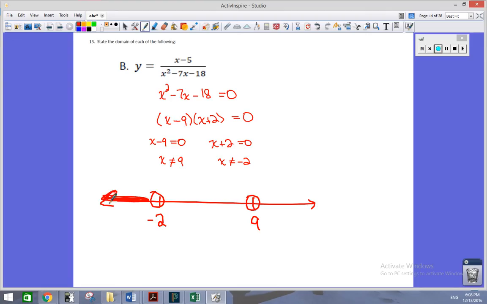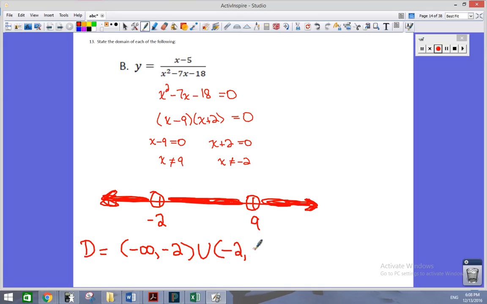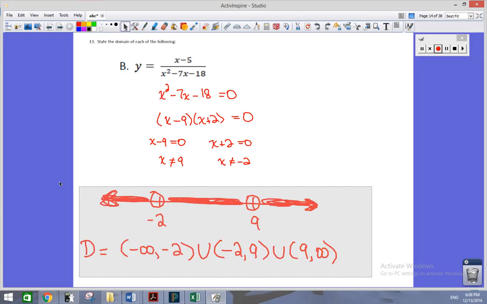But all of these other numbers, they did not cause division by 0. So they're in the domain. So the domain of this is from negative infinity to negative 2. I'm excluding that, so I need a union. And then I go negative 2 to positive 9. I don't use brackets whenever I have hollow dots. And I never use a bracket around my infinity symbols. So here's my answer using interval notation.